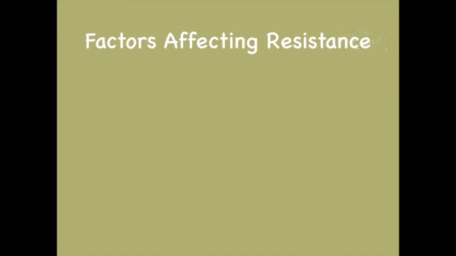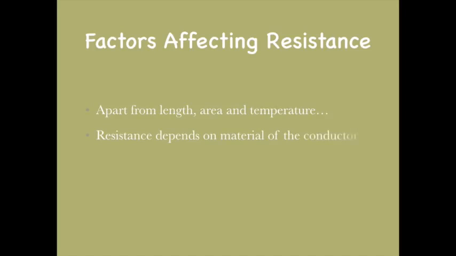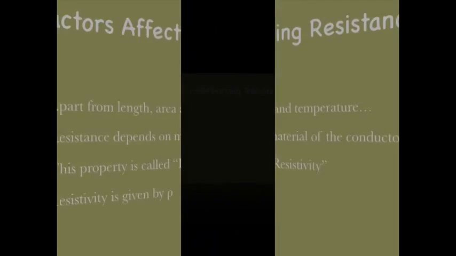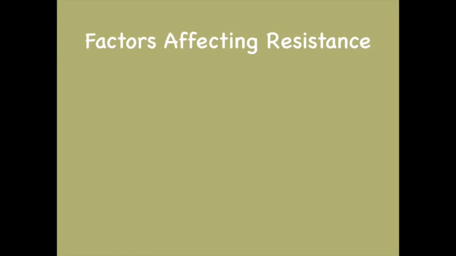Factors affecting resistance. So, apart from length, area and temperature, resistance actually depends on the material of the conductor. This property is called resistivity and it is denoted by rho, the Greek alphabet. So, the overall relationship is mathematically written as R equal to rho L by A. Please remember this formula.